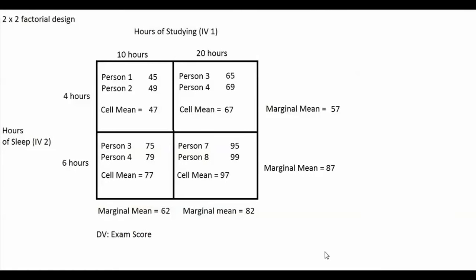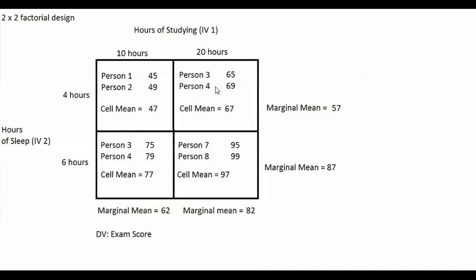This is an important topic for us to cover since almost all experiments in psychology are factorial designs. A factorial design is just an experiment with more than one independent variable. This is an experiment on the effects of hours of studying and hours of sleep on exam performance. This experiment is a 2x2 factorial design. A 2x2 factorial design is an experiment with two independent variables, each of which have two levels.